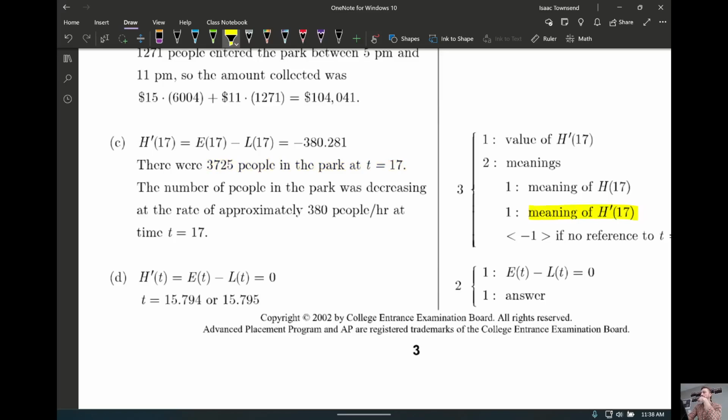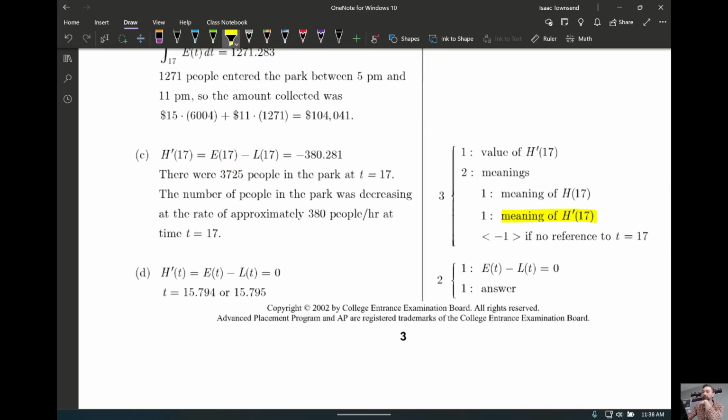And then the 3rd point came from h prime of 17, which represents the rate that people were entering the park. So they were entering the park at negative 380 people per hour, or you could say it was decreasing at 380 people per hour. And if you don't refer to t equals 17 in any of your work, then they take away a point. So it'd be pretty hard not to refer to that one though. What about if we just said at 5 p.m. because they specified it? Instead of t equals 17? Yeah, that's fine. That's the same thing. Okay. Okay with the scoring on that one?